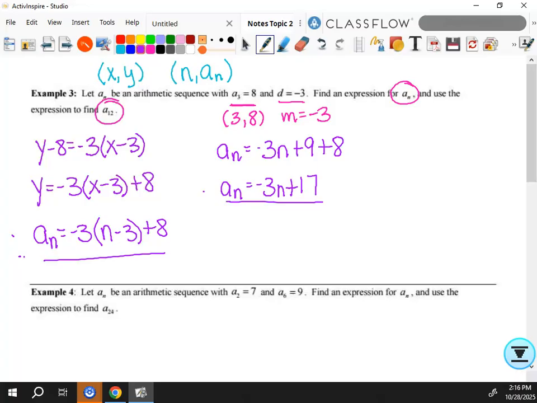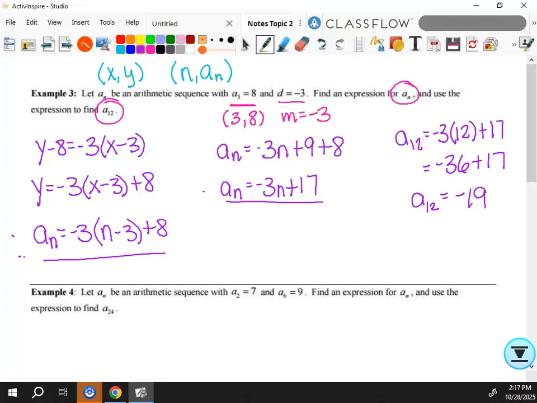Okay, so now that I have actually answered the first part of the question, now I want a sub 12. That's going to be negative 3 times 12 plus 17. It's negative 3 times 12. Negative 36 plus 17. Negative 19. There's my answer. So do you see how to just make that into linear stuff and it's no big deal? Who cares about the k's and all the other stuff?